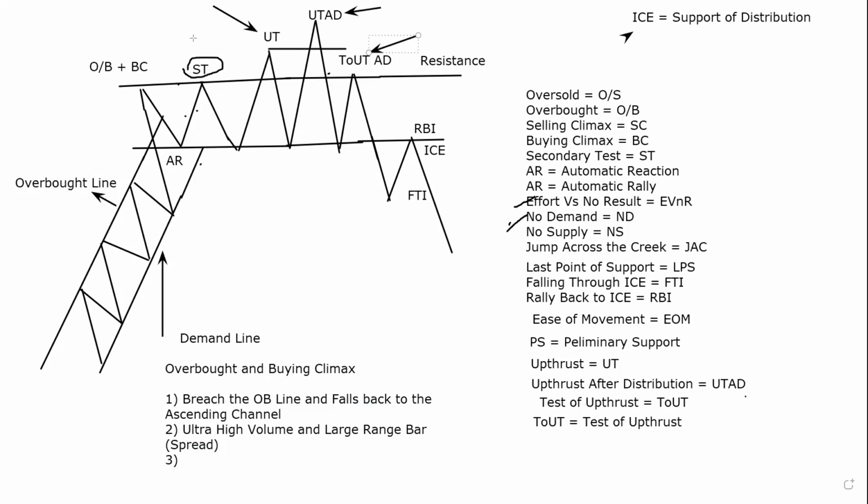So every time when we sell on the secondary test, we will exit over here. When we sell over UT, we will exit over here on the ice. When we sell over UTAD, we will exit over here. Test of it, exit. But once we break through it, now we are confirmed that the trend is changed. Now this break over here, which we call falling through ice. This break over here is known as change of behavior.